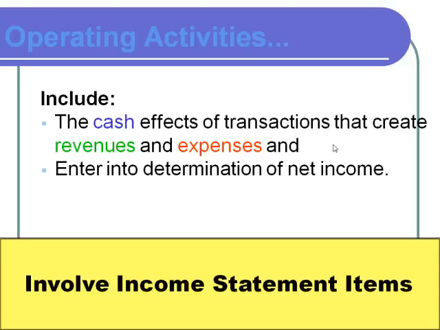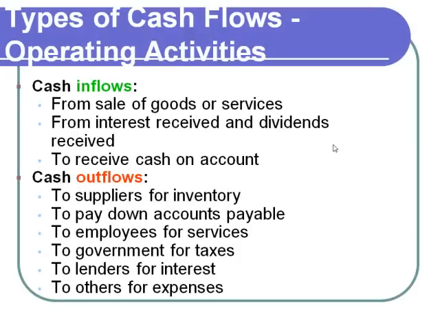Operating activities involve income statement items. They're the cash that results from revenue coming in and expenses going out. It's whatever it takes to determine net income. Those are operating activities for the purposes of the cash flow report. Let's take some examples. Some of these things make sense right off the top.